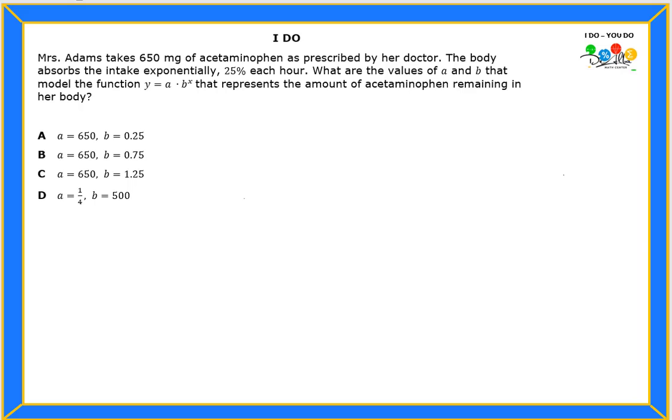It says, Mrs. Adams takes 650 milligrams of acetaminophen as prescribed by the doctor. The body absorbs the intake exponentially, 25% each hour. What are the values of A and B that model the function y equals A times B to the x power that represents the amount of acetaminophen remaining in her body?